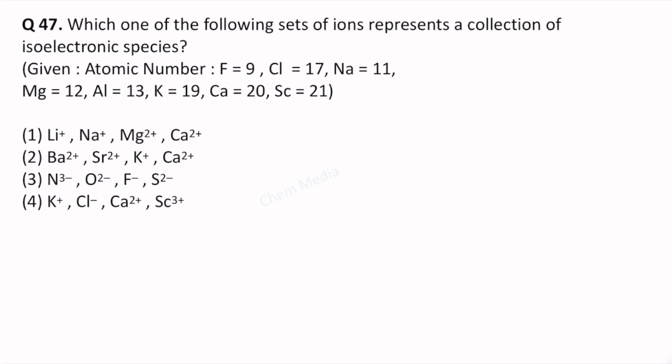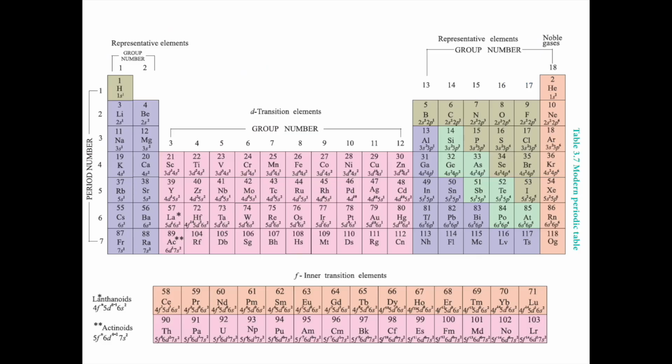Which one of the following sets of ions represents a collection of isoelectronic species? When we say something is isoelectronic, if the number of electrons are same, then we can say it is isoelectronic. For a neutral element, the number of protons will be equal to the number of electrons. So in this question, certain atomic numbers are given, certain atomic numbers are not given. So for example, the atomic number of barium and strontium are not given, but we know that they both belong to the same group, calcium as well, group 2.